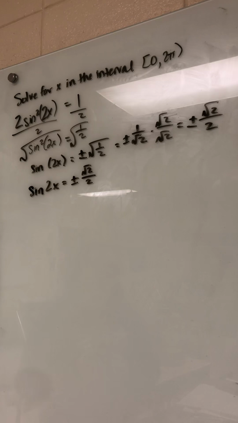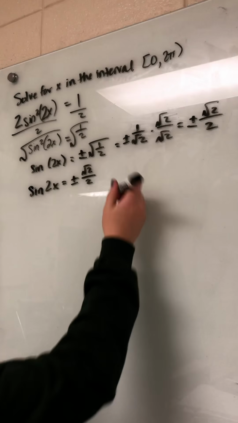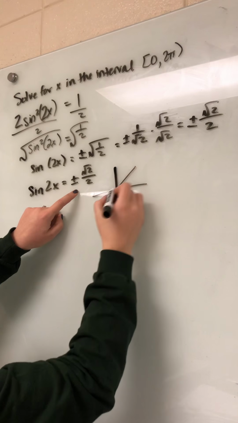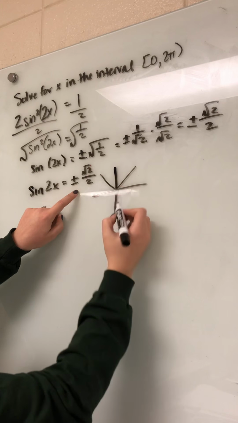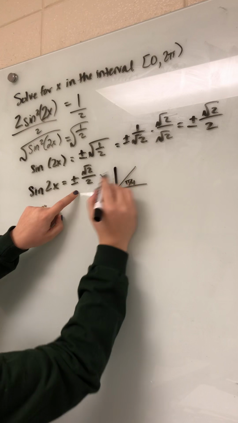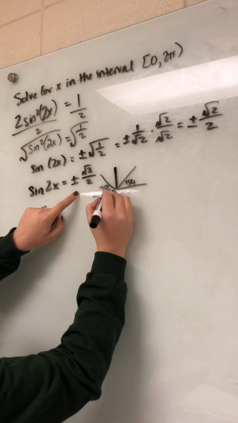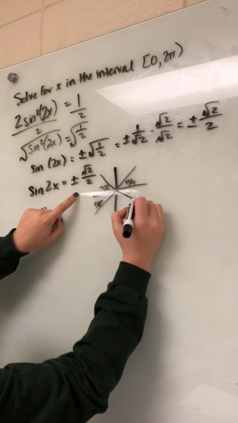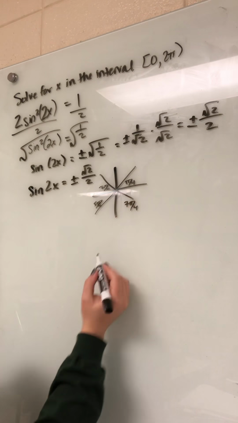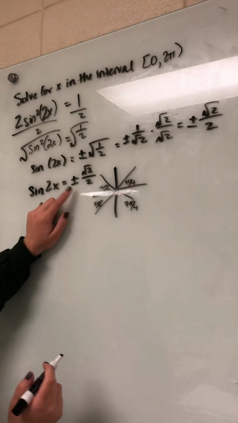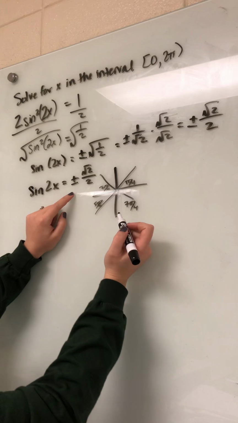Okay, so there are a few things you need to think about here. First thing you need to think about, unit circle, where is this happening? The positive ones are happening up here, and we're in radians: pi over 4, 3 pi over 4, down here at 5 pi over 4, and down here at 7 pi over 4. So we know it's happening in all 4 of those places because we have both the positive and the negative version. So we're looking at all 4 of these.